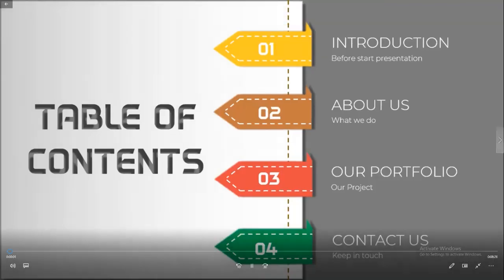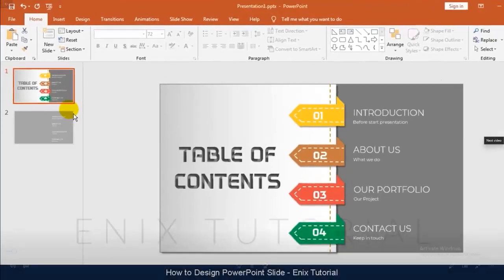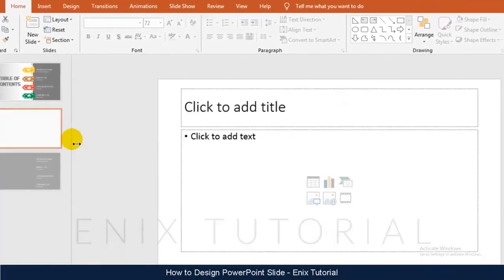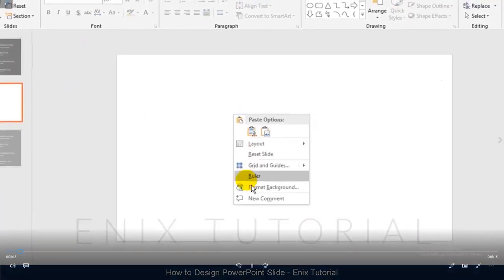Today in this video, I will show to you how to make PowerPoint slide design tutorial. First, create new slide. Then select all text box and delete them. Right-click choose Format Background.